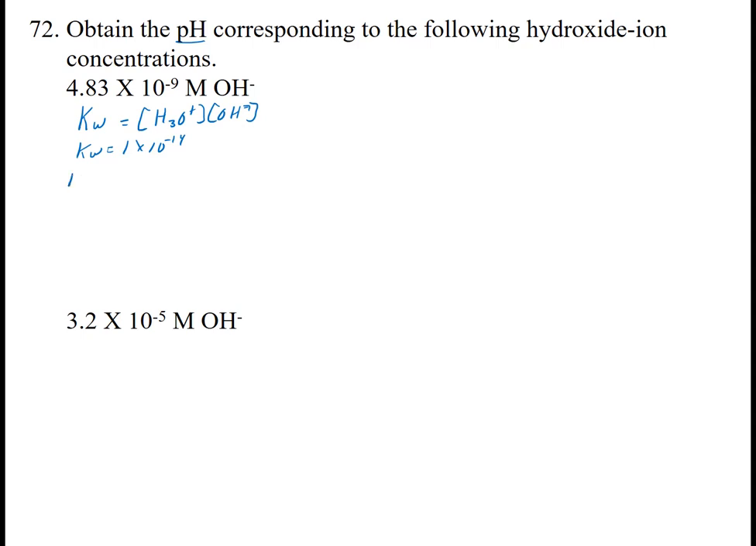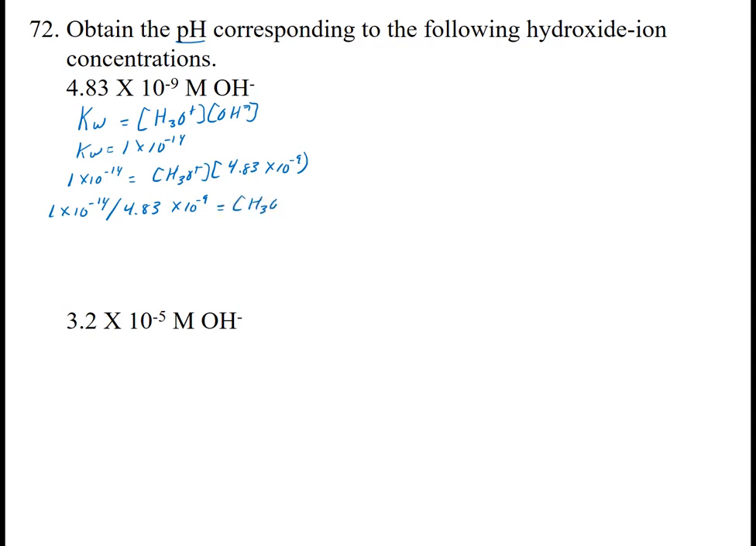So I have 1 times 10 to the minus 14th equal to the hydronium ion concentration, which I do not know, times 4.83 times 10 to the minus 9th. I'm going to divide both sides by this 4.83 times 10 to the minus 9th, so I have 1 times 10 to the minus 14th divided by 4.83 times 10 to the minus 9th. Go back and look at the earlier video, because if you enter this as times 10 to the minus 9th in your calculator without any parentheses, you will not get the correct answer.